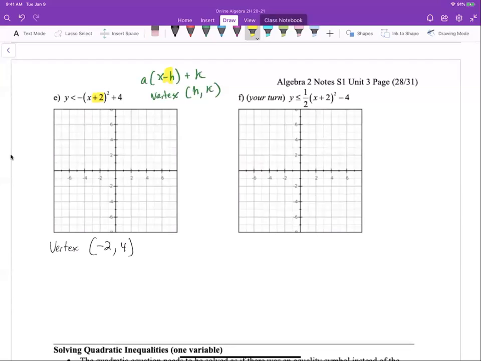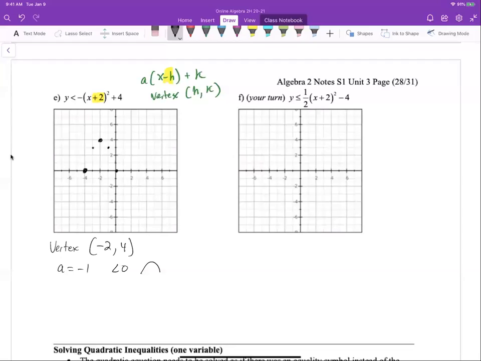All right, so let's go plot that vertex. That is x is -2, y is 4. We see that a is equal to -1, which is less than 0, so it opens down. And it is a -1, so we do not have a dilation. Every time I go over 1, I'm going to go down 1. Every time I go over 2, I'm going to go down 4. Same on the other side.